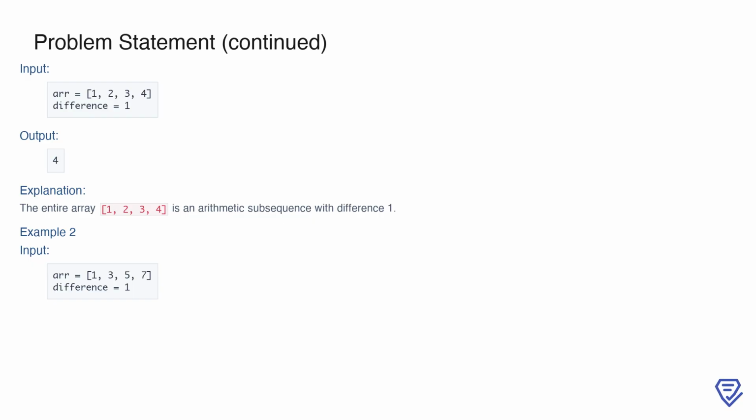Now, consider another example with the input ARR equals 1, 3, 5, 7, and difference equals 1. Here, no two elements in the array have the required difference of 1. The differences between consecutive elements in the array are 2, but not 1. Therefore, the longest arithmetic subsequence in this case consists of any single element, and the output is 1.